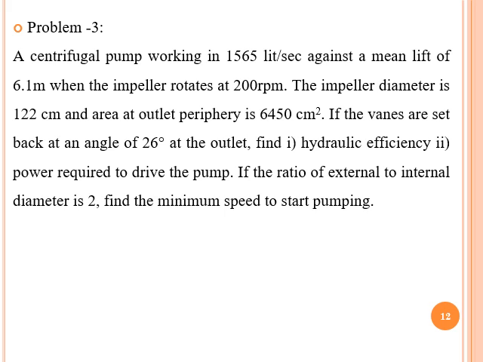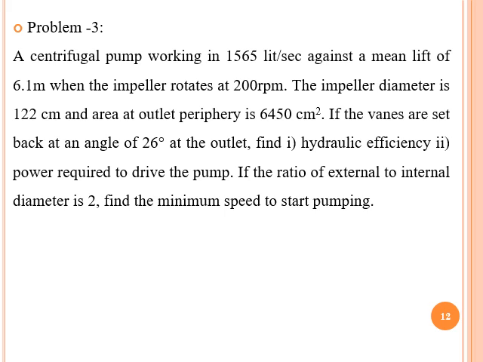So according to this, list out the given data here. A centrifugal pump working in 1565 liter per second, that is, discharge Q is equal to 1565 liters per second. Now convert that into SI unit, meter cube per second, by multiplying with 10 to the power minus 3. And a mean lift of 6.1 meter, that is, the manometric head is given as 6.1 meter, and the impeller rotates at 200 rpm. So here N is equal to 200 rpm.